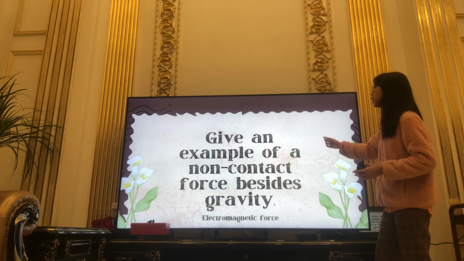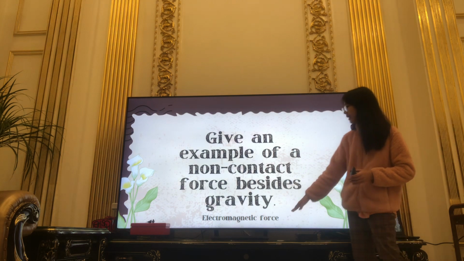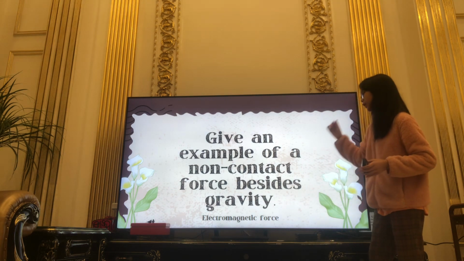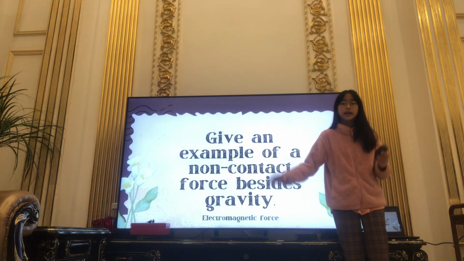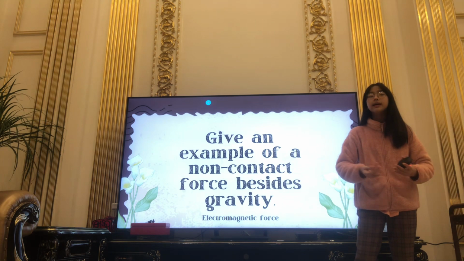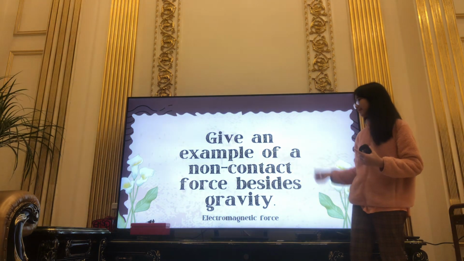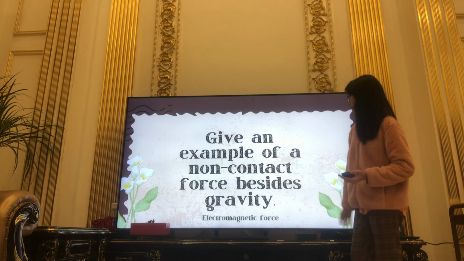Give an example of a non-contact force besides gravity. So my example is electromagnetic force. This is like a force that is mixed between electricity and magnetism. It makes electromagnetic force.